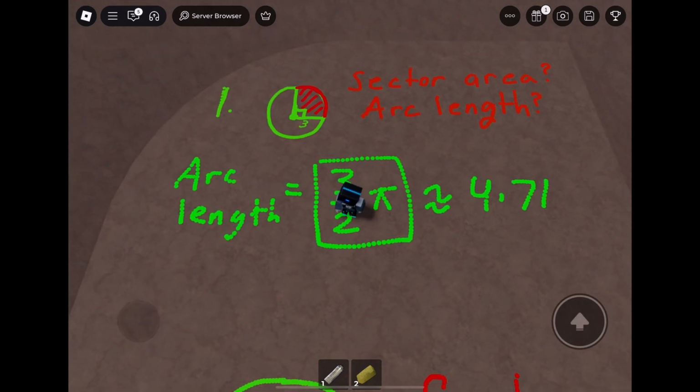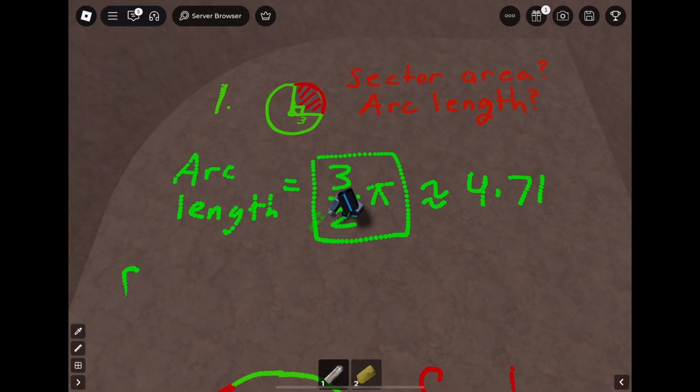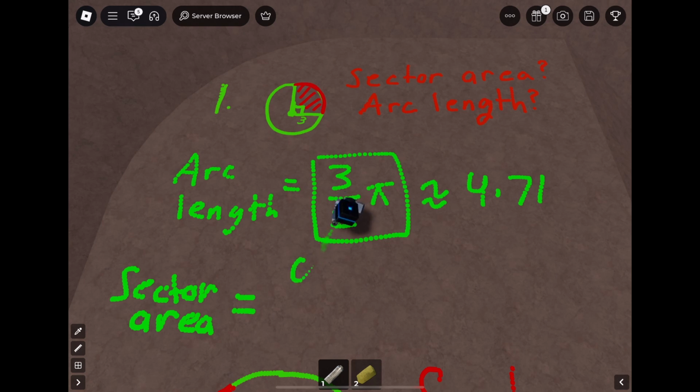Let's go to the sector area. So remember, the formula for sector area is pretty much the same as the arc length, but instead of using 2 pi r, you just use pi r squared, because that's the area of the total circle. So once again, let me just rewrite that. Theta over 360 degrees times pi r squared. And now you just substitute in the right values. Once again, theta is just 90 degrees, and r is 3.